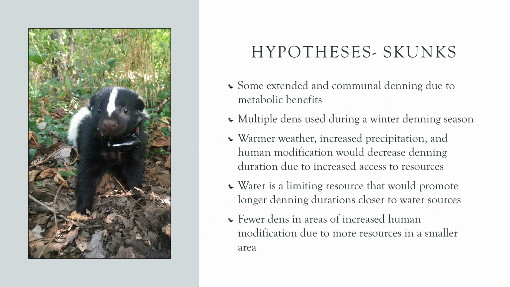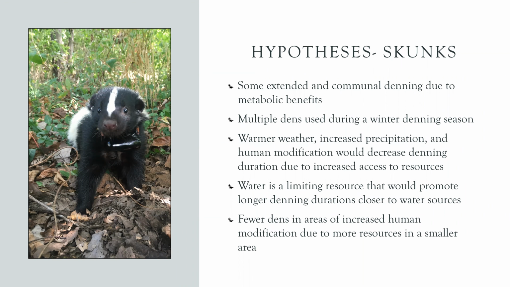I expected that skunks would use multiple dens during the winter. To put that in context, during non-winter season, striped skunks typically are using a different den each day. So it seemed appropriate that they might use more than one over the entire winter period. I expected that warmer weather, increased precipitation, which is normally rain in Southern Illinois, and human modification would decrease the denning duration, shorten that amount of time, because of an increased access to resources.